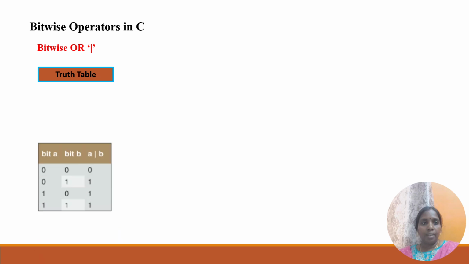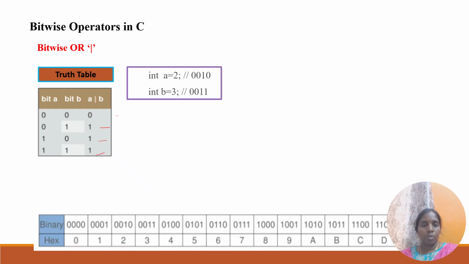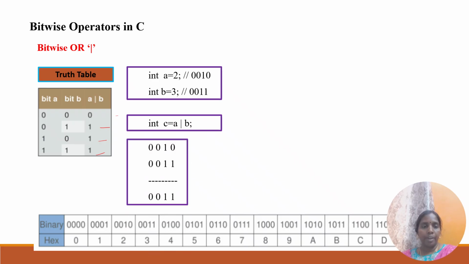So bitwise OR is, if any one of the inputs is 1, the output is equal to 1. If both the inputs are 0, the output is equal to 0. This is a small code snippet, A OR B. If you take A OR B, if any one of the inputs is 1, the output is 1, elsewhere it is 0. So the output is equal to 3.